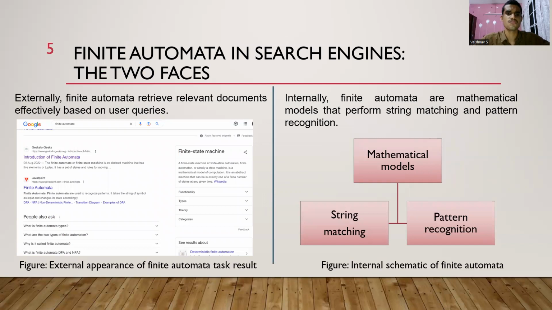Now let's view the two phases of finite automata. In the external point of view, finite automata retrieve relevant documents effectively based on user queries. But if we look at it internally, they are mathematical models that perform string matching and recognition of patterns.